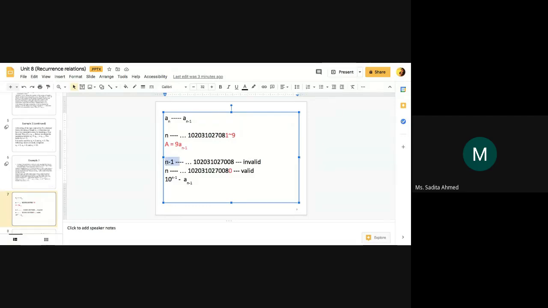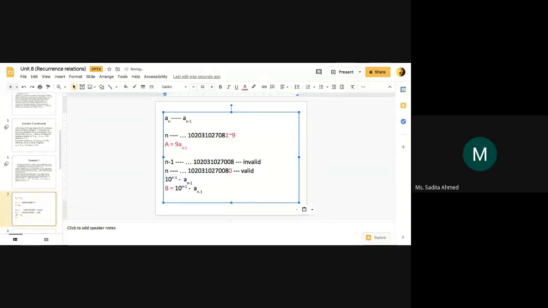So the count of n minus 1 length invalid strings and this count of n length decimal digit strings which end with 0 are going to be the same. If we represent the count of decimal digit strings of length n which end with 0 using b, what will b be equal to? B will be equal to what? 10 to the power n minus 1 minus a n minus 1.